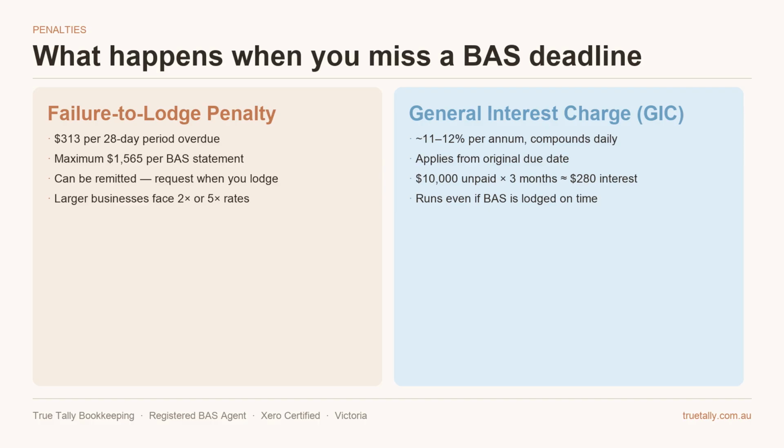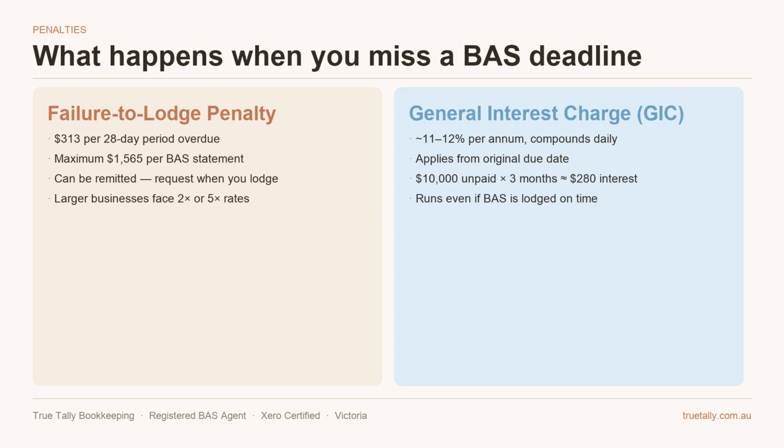The agent must have lodgement authority with the ATO, and you need to be on their client list before the original due date. If you add a BAS agent after the original deadline has already passed, you don't get the extension backdated. Quick note on monthly BAS filers.